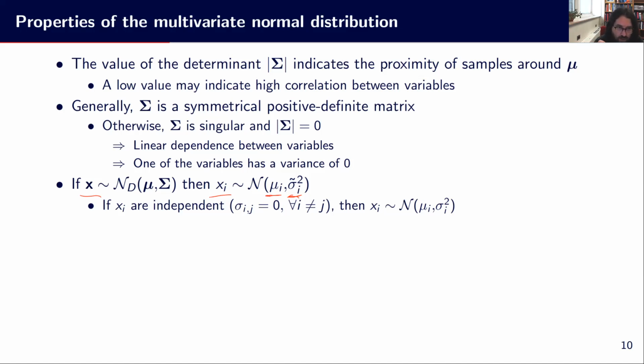If we have x's that are independent, in the case where we've got only a diagonal matrix as covariance matrix, all values off the diagonal are equal to 0, or said otherwise, we have no correlation between the variables. Then we know that xi is following a normal distribution in 1D with a mean value of mu i and variance of sigma i squared.